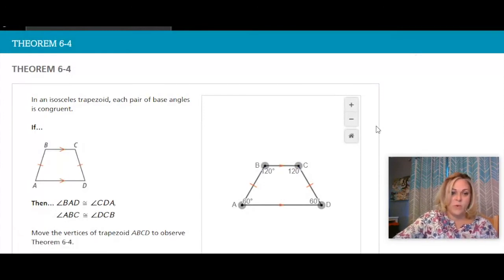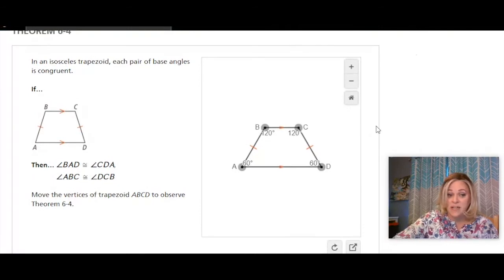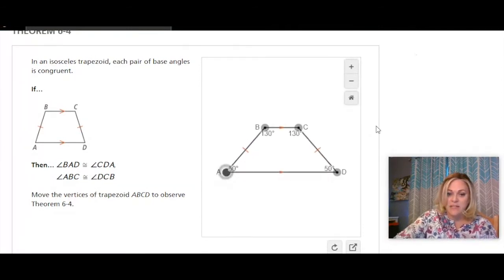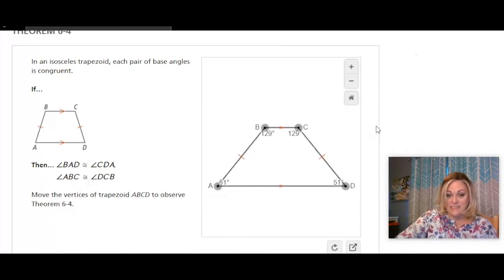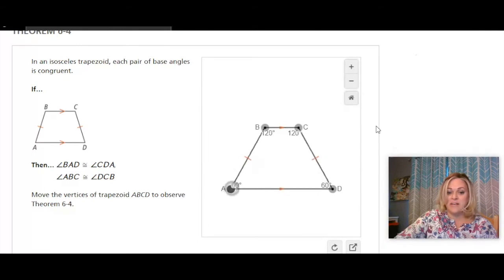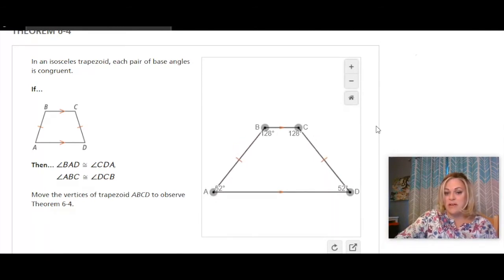Theorem 6-4. In an isosceles trapezoid, each pair of base angles is congruent. I just talked about that, but here's the rule that shows it. And you can actually manipulate this if you want. As long as the two sides, not the bases, are the same, the base angle pairs will be the same. So this pair down here, base angles, and this pair up there, also called base angles, will be congruent to each other. Not all congruent, but just the pairs will be congruent.